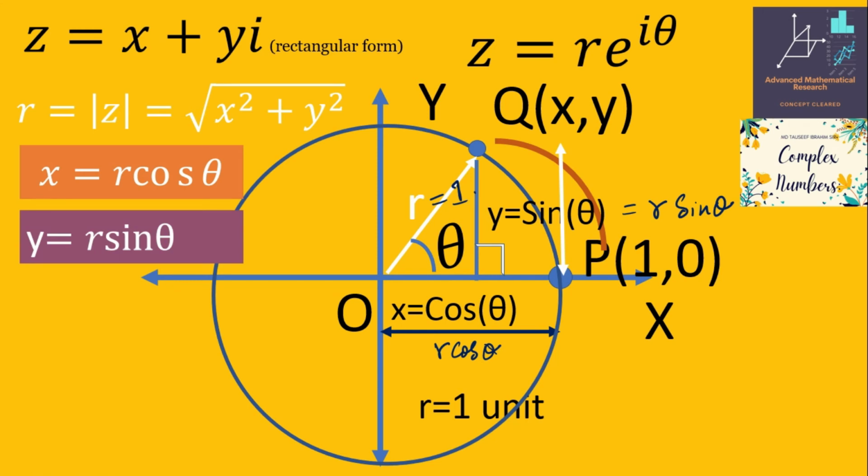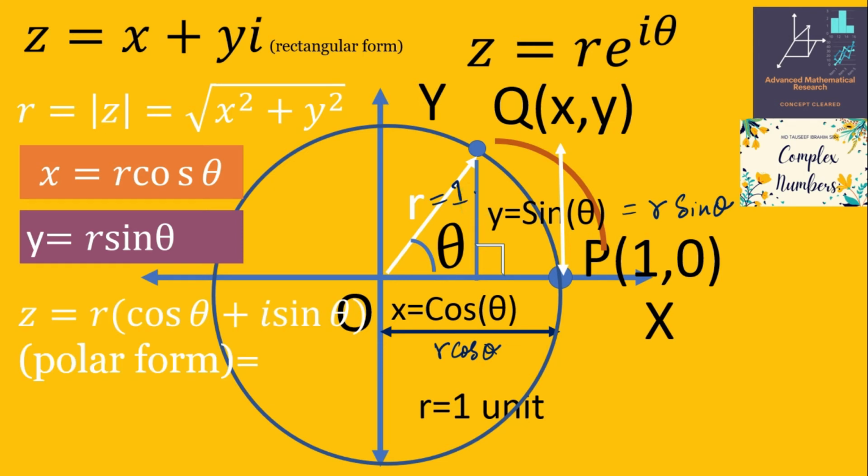These are the projection of r onto the x-axis and y-axis respectively. So again we can write our complex number z as x plus i times y. What is my x? r times cosine of theta. And what is my y? r times sine of theta. Taking r outside, we get r times (cos theta plus i times sin theta).